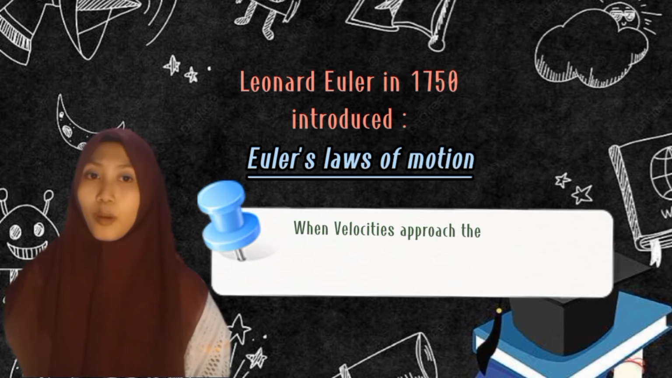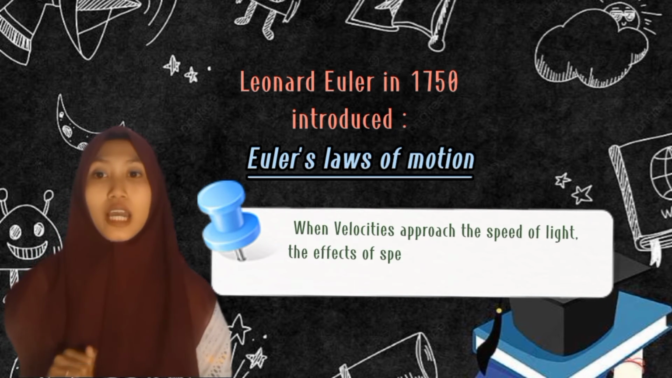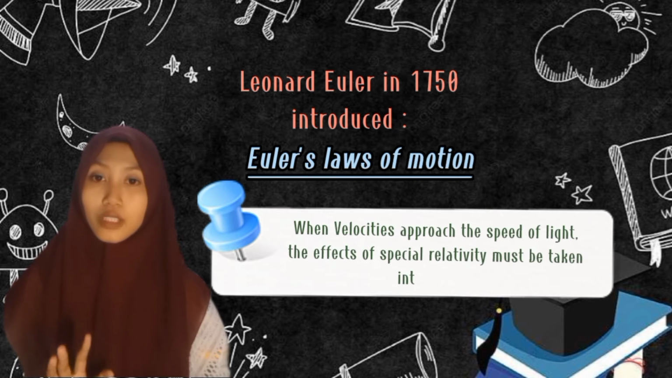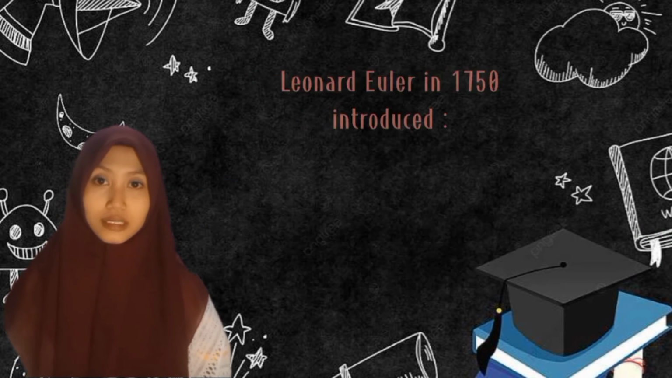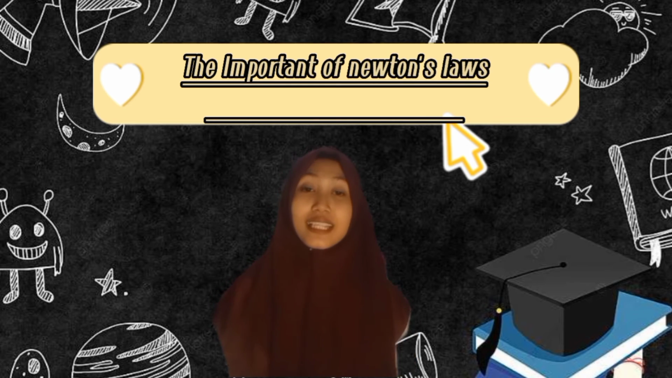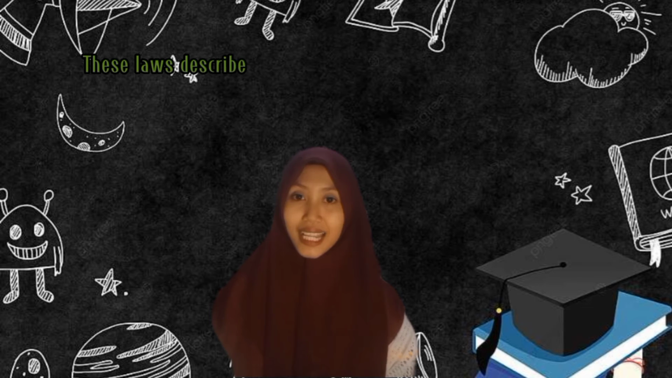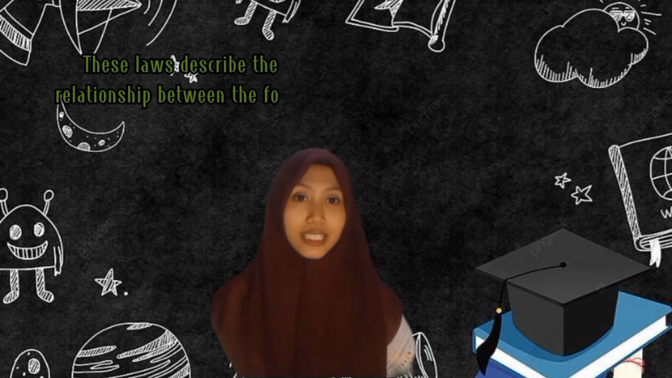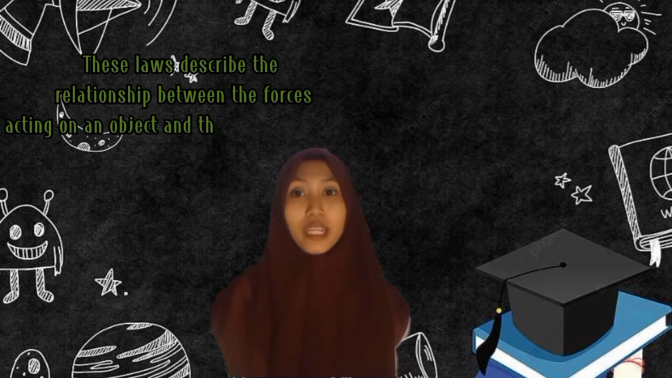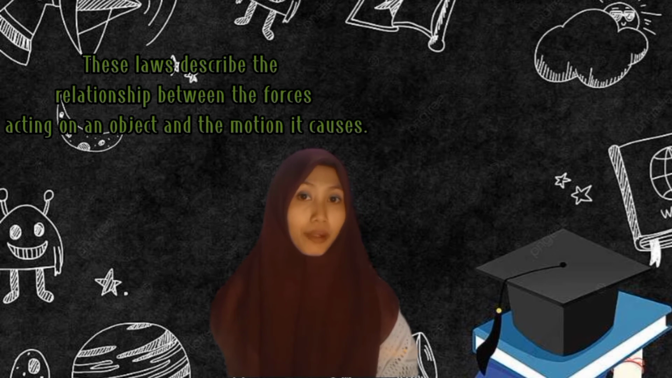When velocity approaches the speed of light, the effects of special relativity must be taken into account. The importance of Newton's laws and their range of validity. Newton's laws have been verified by more than 200 years of experience and observation, and they are an excellent approximation for calculation at the scale and speed experienced by everyday people.